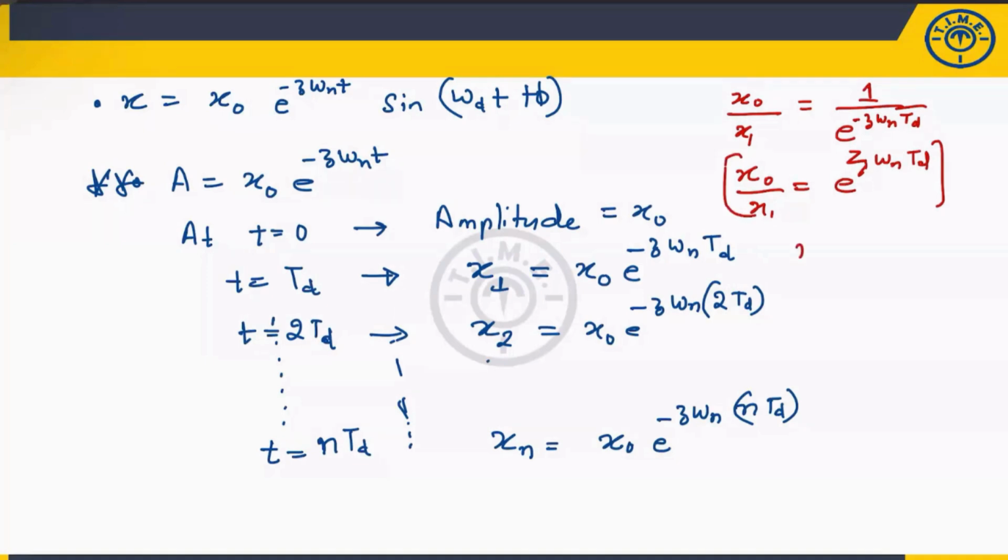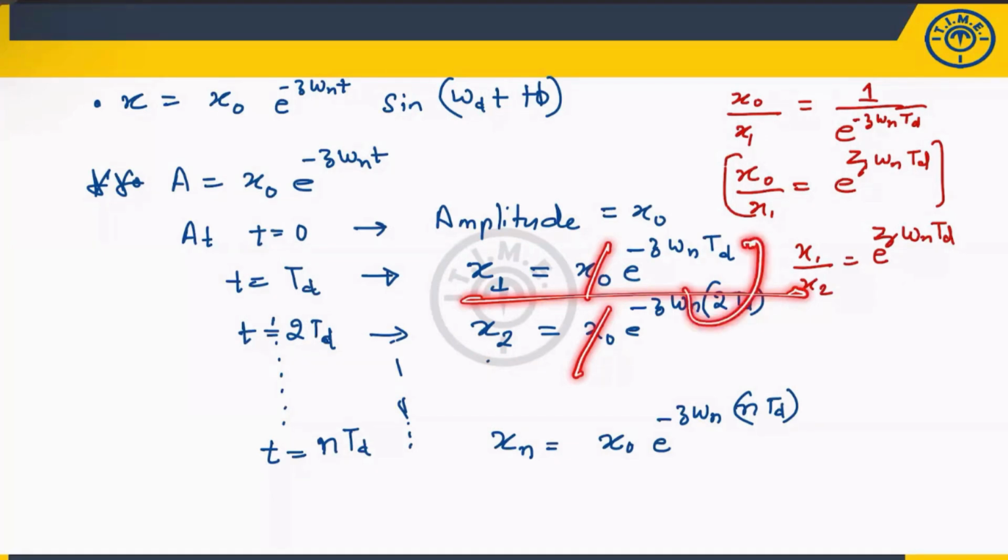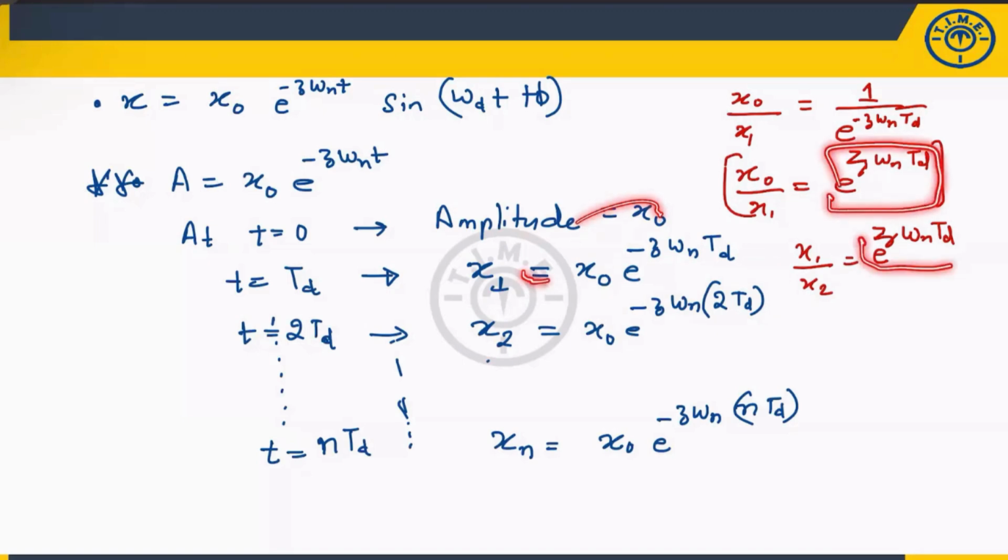Similarly, I can write x1 by x2. What is x1 by x2? It is e to the power of zeta omega n td. How? In x1 by x2, the x naught cancels out, and the exponent goes positive. So 2 td minus 1 td will become td. That means the ratio of one amplitude to the next is a constant, e to the power of zeta omega n td. Suppose you do x2 by x3, again you will get this one.